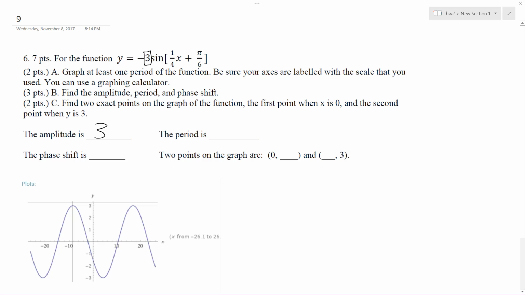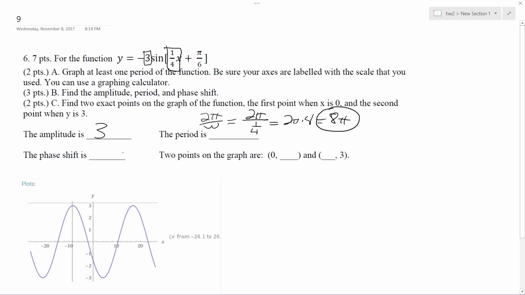The period's going to be equal to 2 pi divided by omega, and omega is the coefficient in front of x. So it's going to be 2 pi divided by 1/4, which is equal to 2 pi times 4, which is equal to 8 pi. So it's got a period of 8 pi.